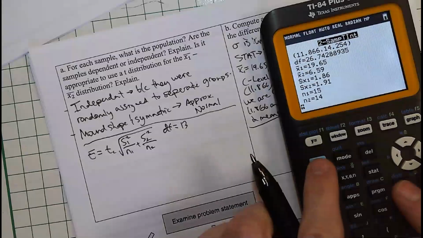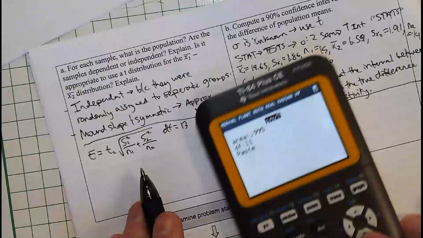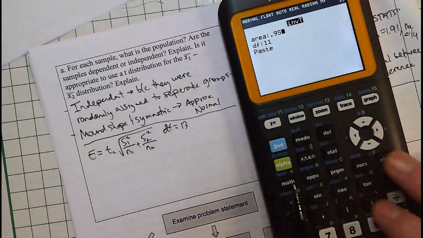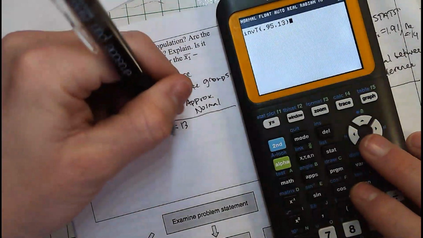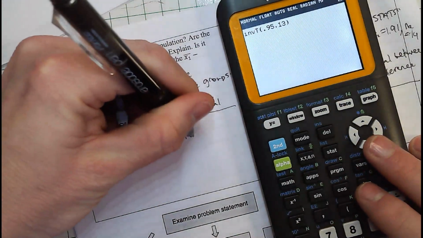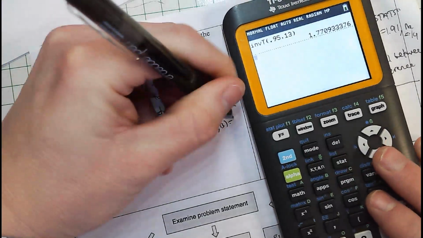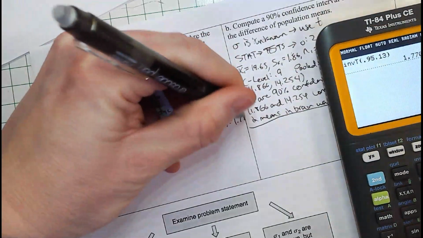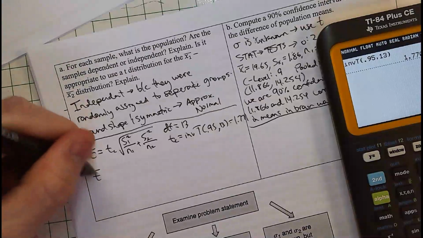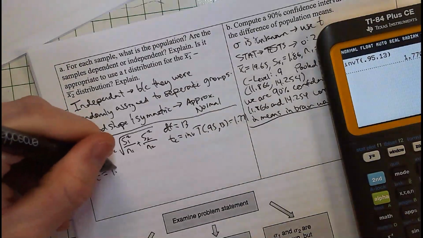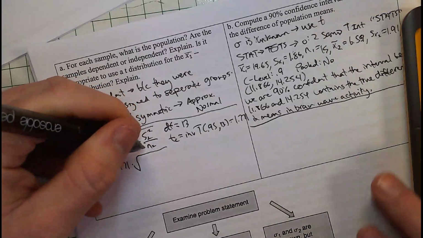So I'll do inverse t. If I'm doing 90% confident, that means 95% is below it. Inverse t, 0.95, 13. This gives me the critical value, 1.771. So 1.771, and then I'll plug that in there. That's going to make this a little bit more accurate. That's why technology is better on this one, because this is not going to be very accurate.